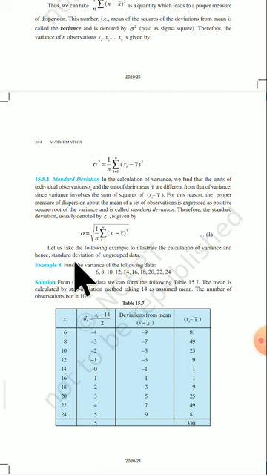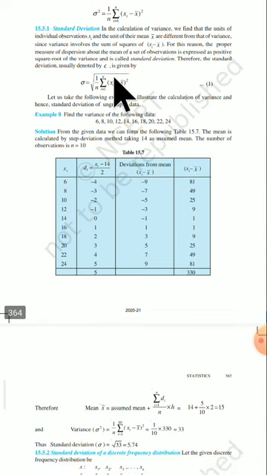So let us consider one example. Find the variance of the following data: 6, 8, 10, 12, 14, 16, 18, 20, 22, 24. From the given data, we can form the following table. The mean is calculated by the step deviation method, taking 14 as the assumed mean. The number of observations is 10.